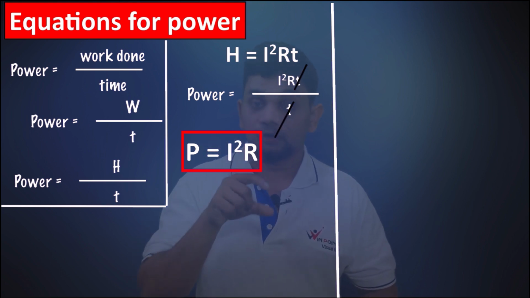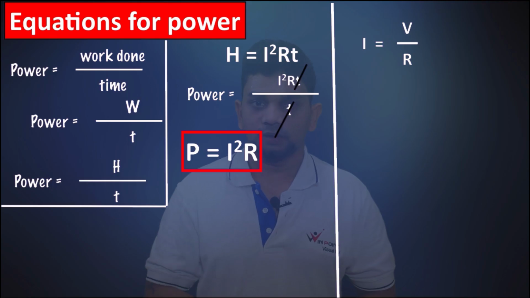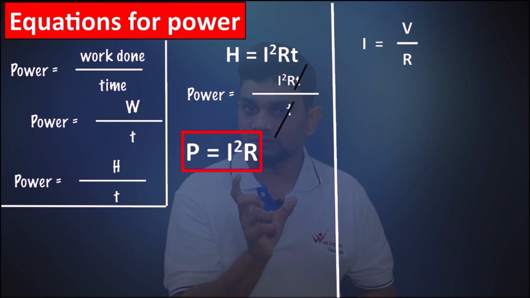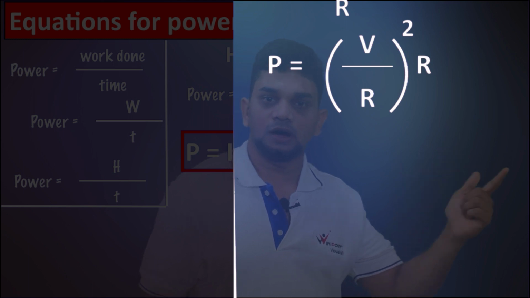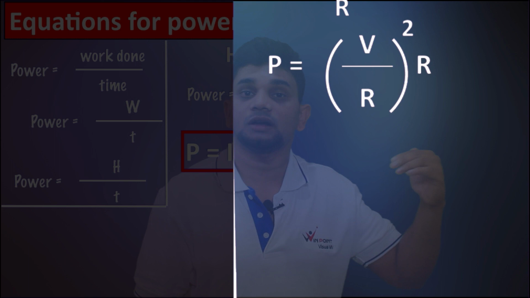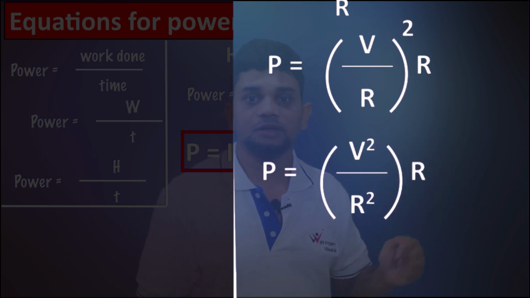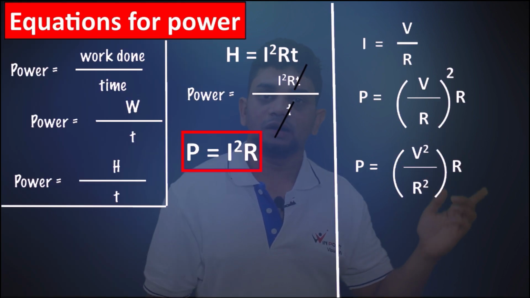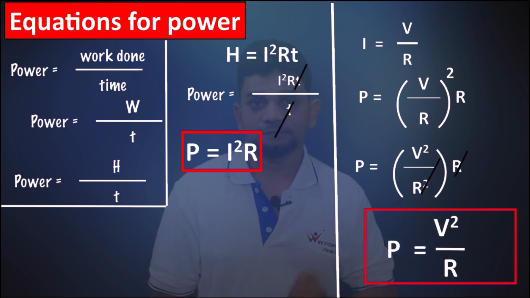Instead of I, according to Ohm's law, what is the equation for I? I equal to V by R. We are going to substitute V by R instead of this I. Here it is I square. Then it will be P equal to V by R all square into R. We are giving that square inside the bracket. It will be P equal to V square by R square into R. R and R will cancel each other. It will be P is equal to V square by R.